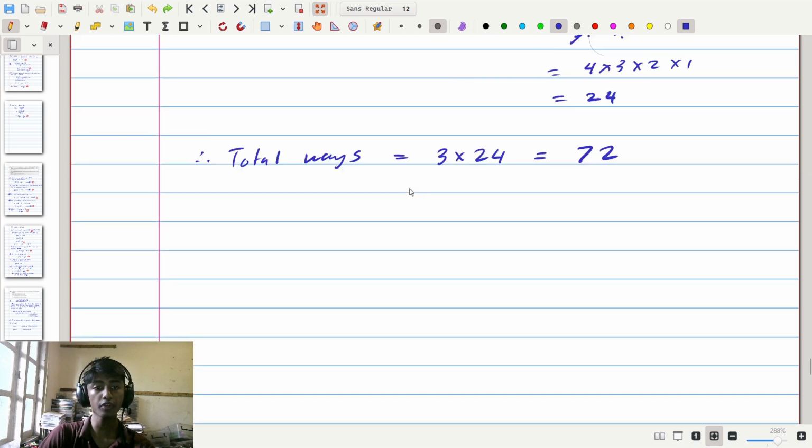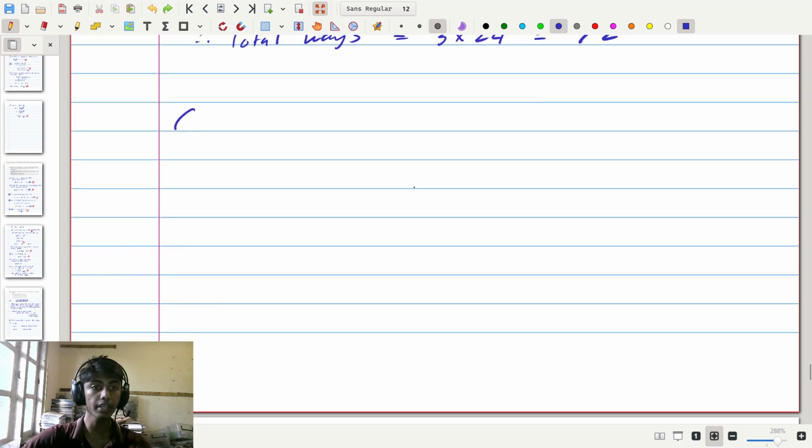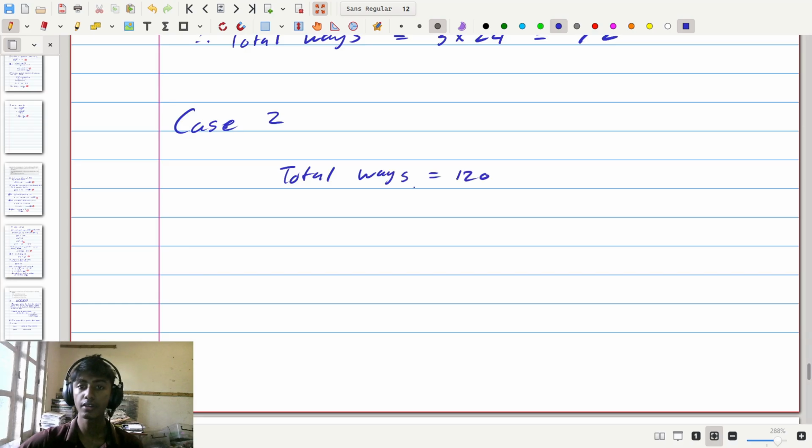Now, for case 2, if we take it, we can just directly write case 2 has total ways equals 120 from above result.